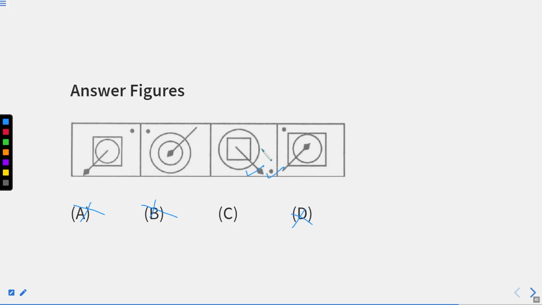The dot is here itself. The circle is on the outside. The square is on the inside. But we have already drawn these things. So option C will be your answer.